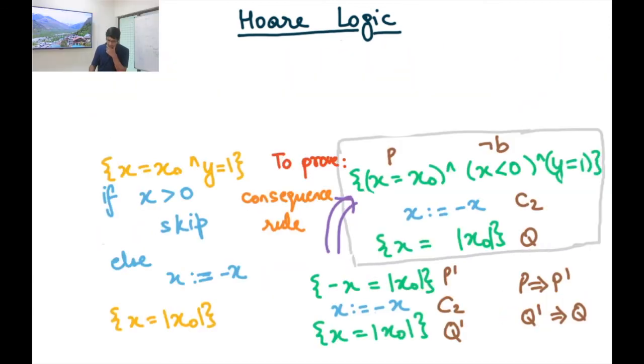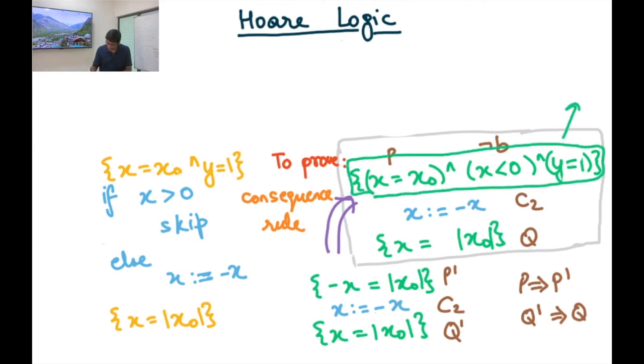in this particular example, we were able to construct minus x equals modulus of x naught, x colon equals minus x, x equals modulus of x naught. Now let's assume that this is P prime, minus x equals modulus of x naught. This is Q prime, x equals modulus of x naught. And now let's look at this particular statement here. Let's say this is P, and now this is Q. Now it's clear that Q prime implies Q, because Q prime is x equals modulus of x naught. P implies P prime, so you can see that's going to come from first order logic.